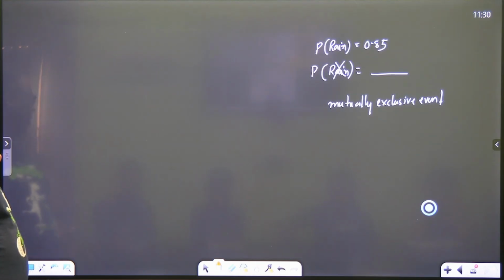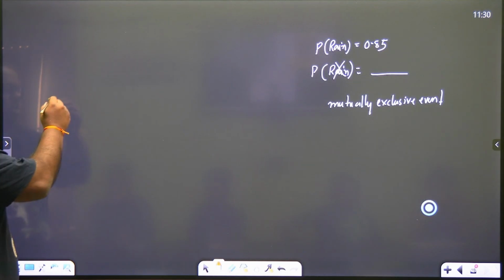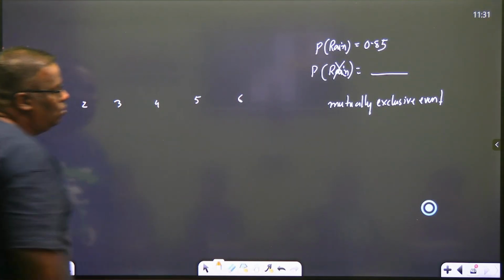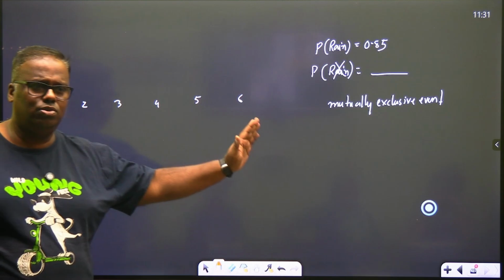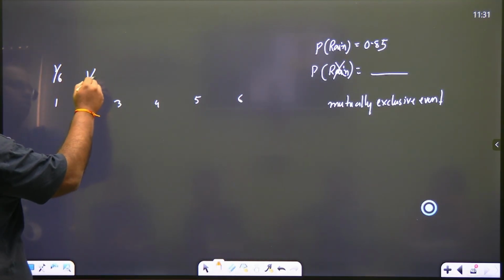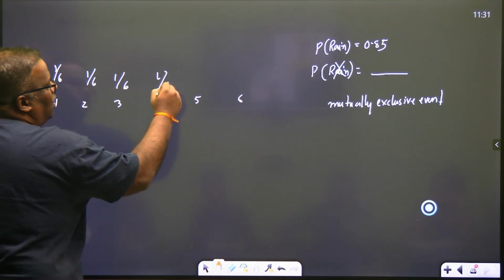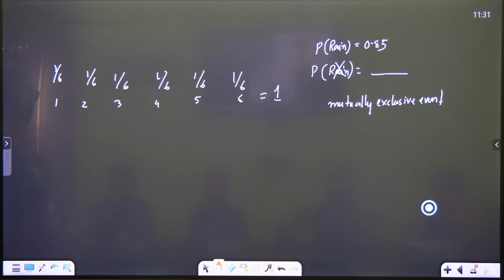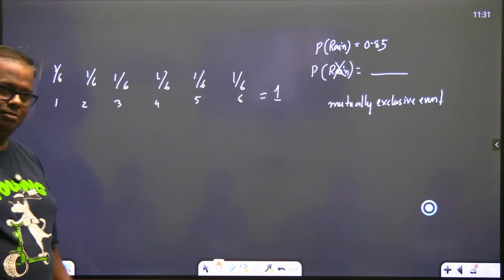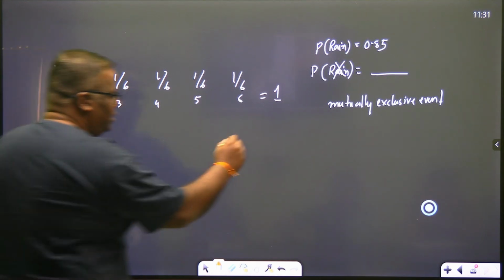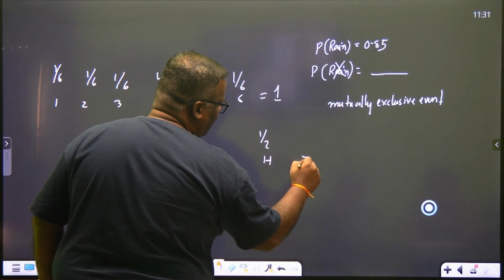Similarly, now just see, ek cheez dekh lo. If you toss a coin, or throw a die, you can get only one number. The number can be 1, 2, 3, 4, 5, 6. Don't you think that all these are mutually exclusive? I can't get 2 numbers at a time. What is the probability of getting 1? 1/6, 1/6, 1/6, 1/6, 1/6. Add up all. All is 1. Probability of getting a head, half. Probability of getting a tail, half.